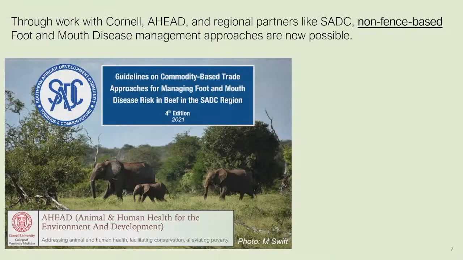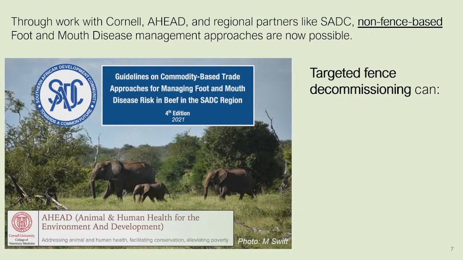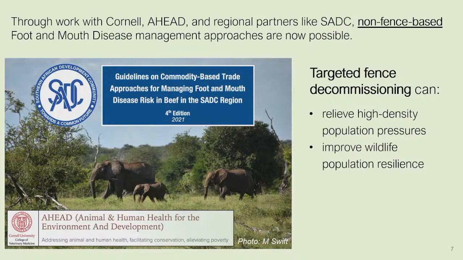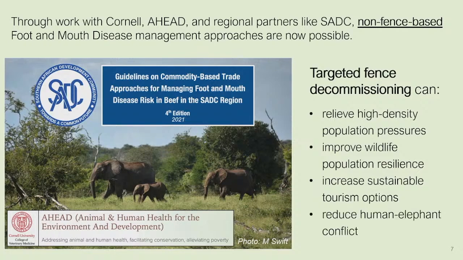But through some work with Cornell's AHEAD group and regional partners like SADC, non-fence-based foot and mouth disease management approaches are now possible and accepted in the region. And foot and mouth disease management has been one of the main drivers of fencing. So this is a really important time for conservation, that now we don't have to rely on these fences for disease management. So targeted fence decommissioning can lead to relief of high-density population pressures, like in the area I just talked about, improving wildlife population resilience, increasing sustainable tourism options, and reducing human-elephant conflict.